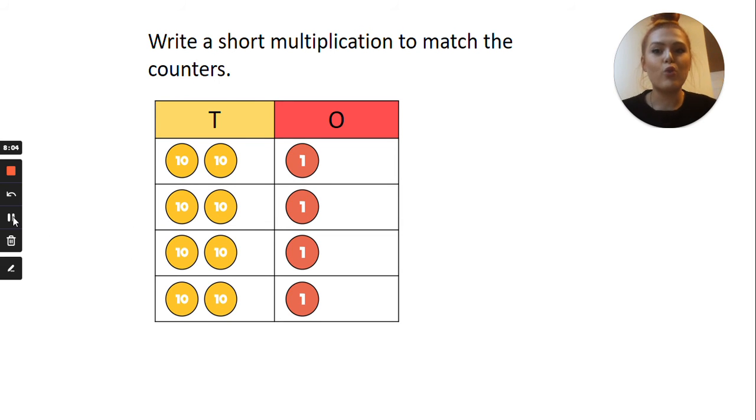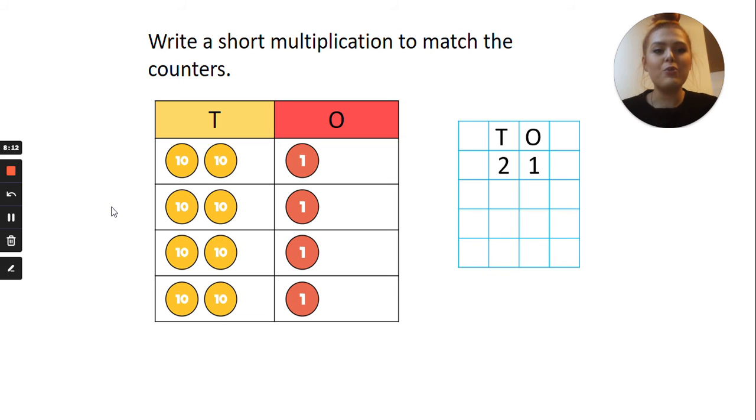Okay, you should have drawn your short multiplication out. I hope you used a ruler. You should have got 21 multiplied by 4, because I've got 2 10s, 20 and 1 1, 21, and I've got 1, 2, 3, 4 rows going across, so I'm timesing by 4.